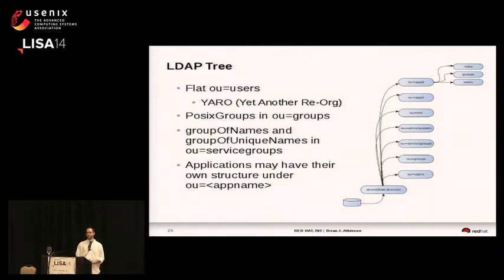We store our POSIX groups in OU equals users, so if you're doing an ls on any random server we have, the group information will be fed from LDAP, from the OU equals users tree. We do have to support groupOfNames and groupOfUniqueNames style groups for various applications. It's pretty common in the LDAP world to need these types of groups, so we support them.